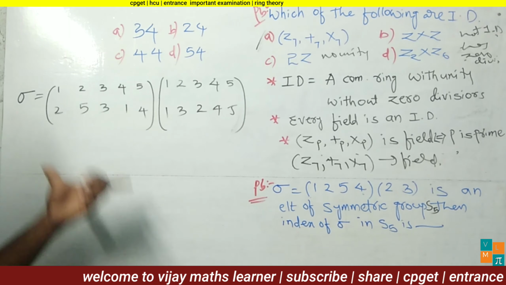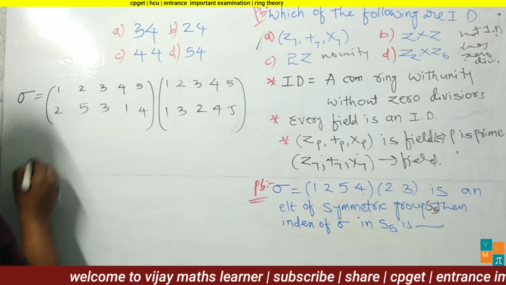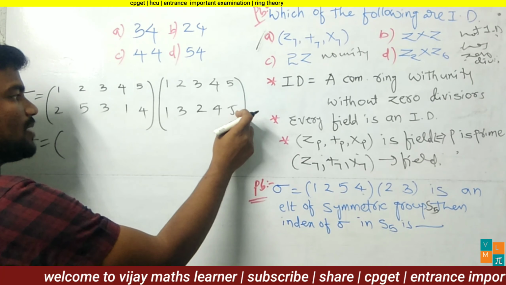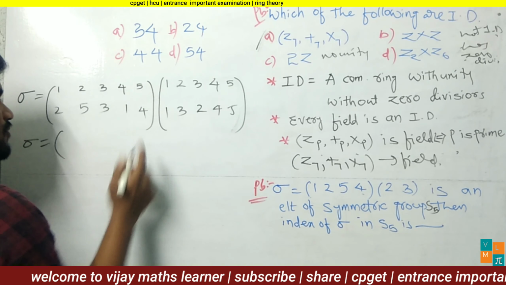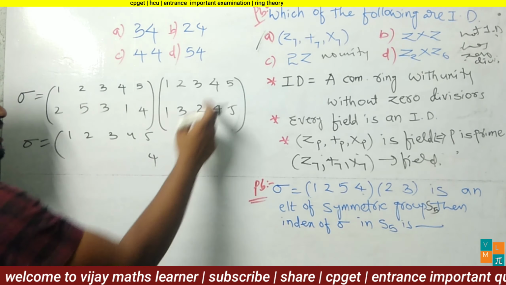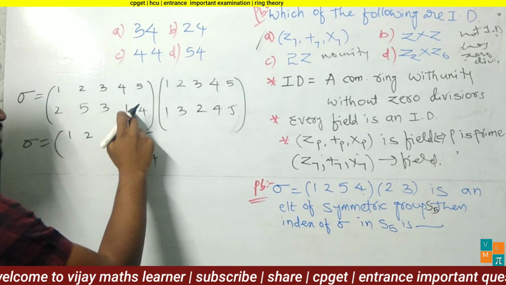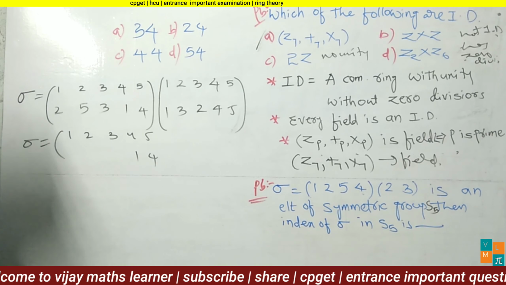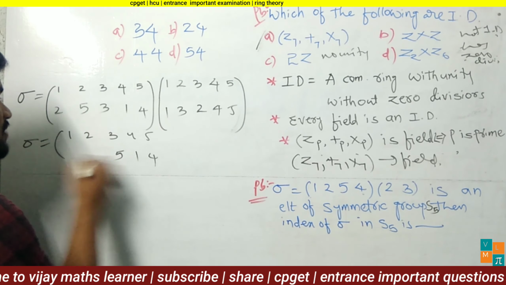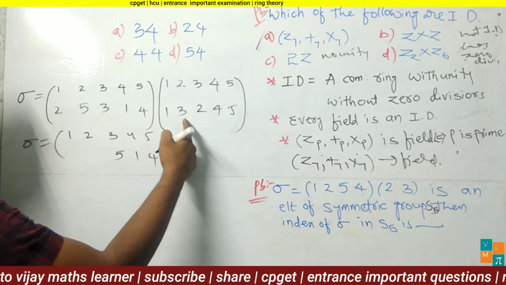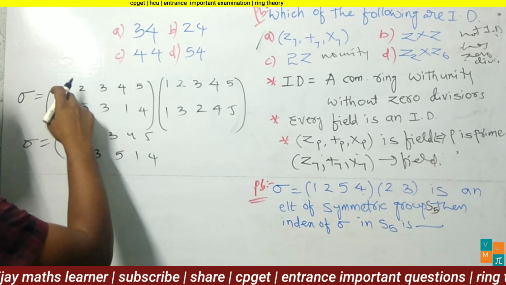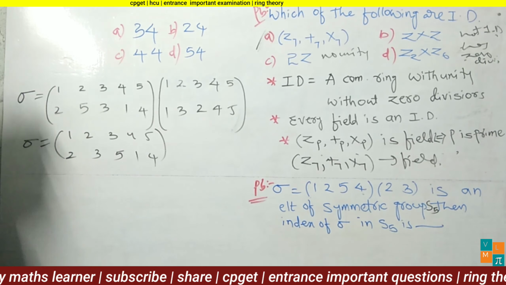Now write the product of these permutations. What do we get? Sigma equals, here 5 implies 5. Here 5 implies 4. So 1, 2, 3, 4. Here what do we get? 4. Next 4 implies 4. Here 4 implies 1. So here we get 1. Next 3 implies 2. Here 2 implies 5. Here we get 5. Next 2 implies 3. Here 3 implies 3. Write 3 here. Here 1 implies 1. Here 1 implies 2.